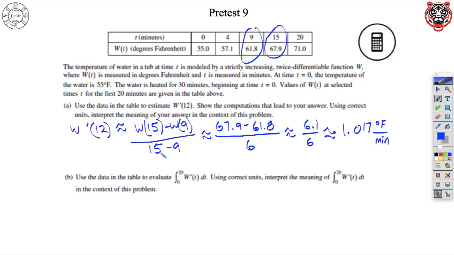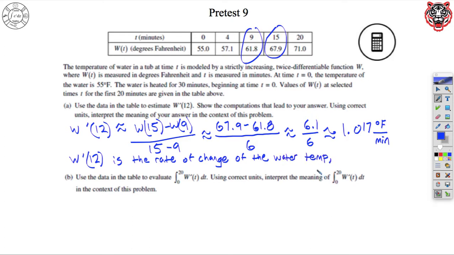All right, so I'm not going to score it yet because we're not done. We need to interpret the meaning of your answer within the context. So what does this mean? Just W prime of 12. This is talking about the rate of change. The rate of change of the water temperature, because we're talking about the temperature of the water in a tub.